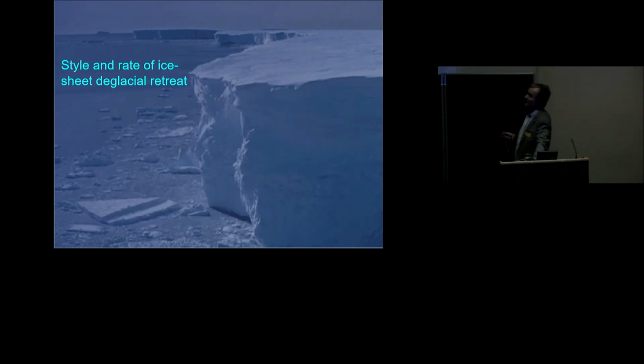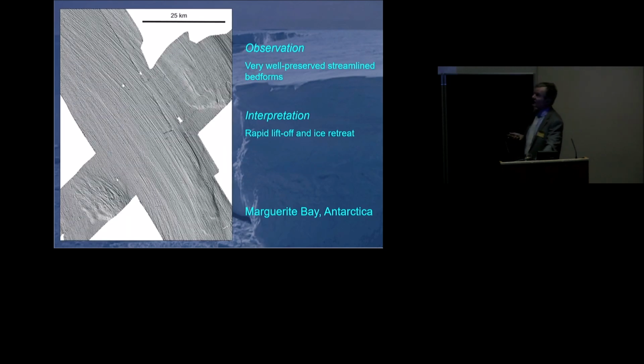velocities of these things. What about the style of ice sheet deglaciation and retreat? Again, simple observations. The observation here is of well-preserved, streamlined bed forms. The interpretation, because they're so well-preserved and there is nothing superimposed upon them since their deposition, we interpret rapid liftoff through thinning and warming of the ice surface and rapid ice retreat, therefore.